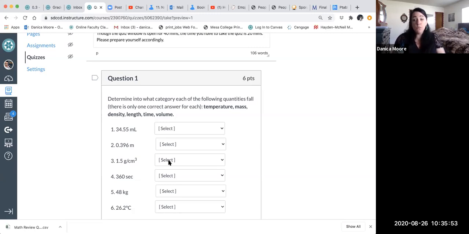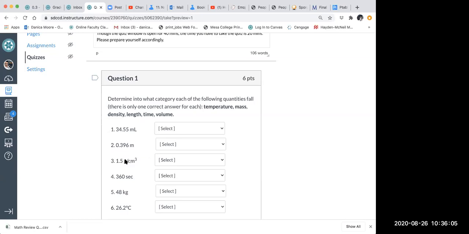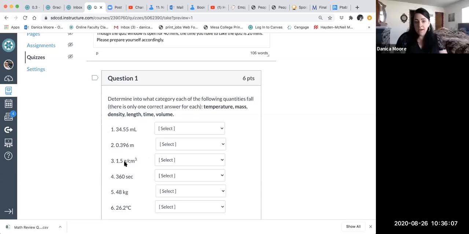That's why I'm trying to get you guys to think about this, right? Anything that has liters in it is going to be a volume, right? Anything that's a cubic length is going to be a volume, right? Anytime you have the mass divided by a volume, it's going to be a density, right? Does that kind of make sense? So looking through this, the first one is a volume, right? Because it's in milliliters.